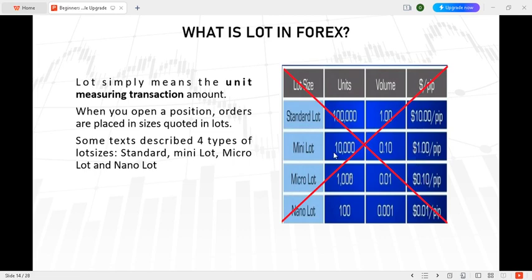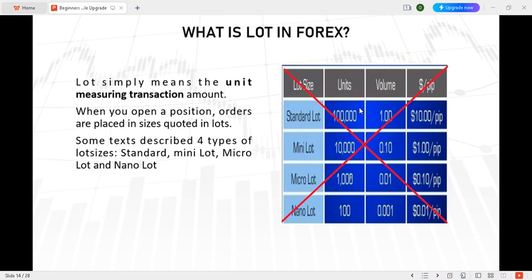But if you're using a mini lot, which is 0.1 lot size, which is here, for every pip movement, you lose or you make $1. If you're using a standard lot, that means for every pip movement, you lose or you win $10. Are we together? The bigger the lot, the more money you make. And let me also say that the bigger the lot, the more money you stand to lose.